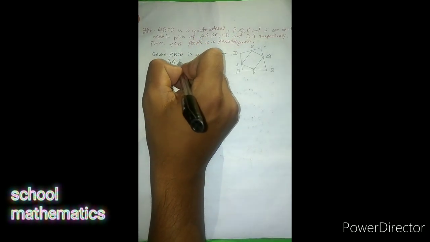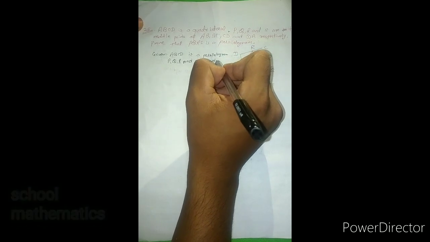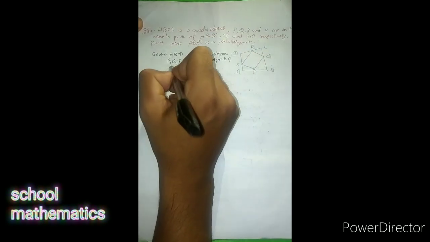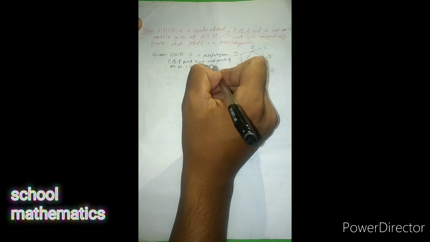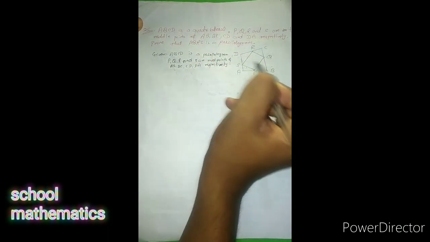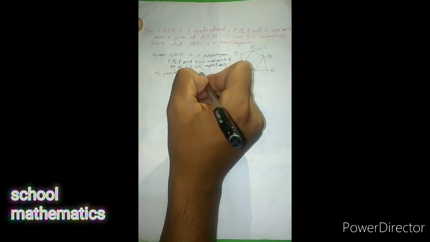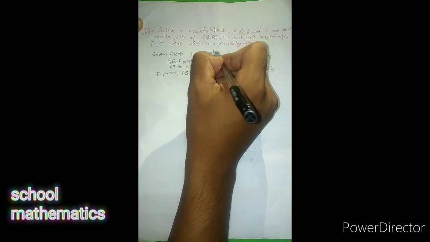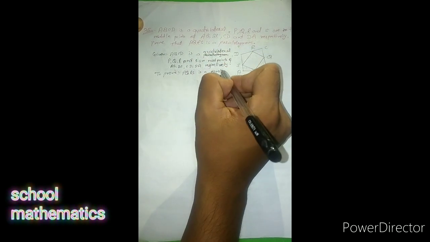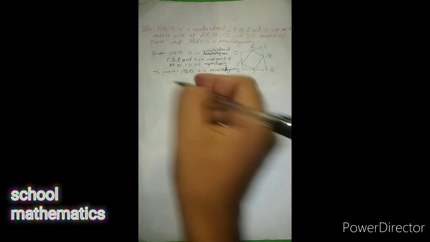quadrilateral, P, Q, R and S are midpoints of AB, BC, CD, DA respectively. Here we have to prove PQRS is a, sorry, it is a quadrilateral, not parallelogram. Here we have to prove PQRS is a parallelogram.